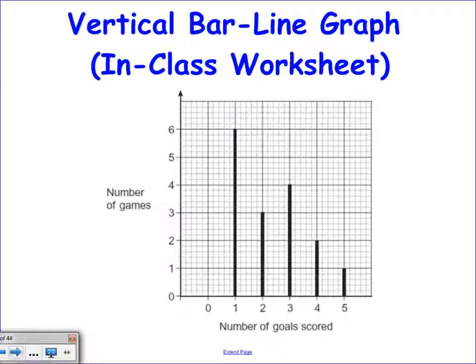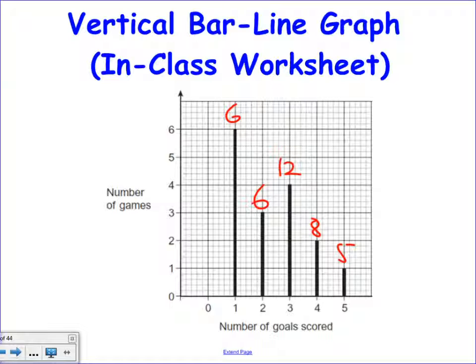Okay, let's look at the answers to these questions. What is the total number of goals scored in the game? What did we get for that? 37? 37, everyone get 37. Okay, it's 1 goal 6 times, which is 6 goals, 2 goals 3 times, which is 6 goals, 3 goals 4 times, which is 12, 4 goals twice, 8, 5 goals once, 5. 6 and 6 is 12, 24, 32, 37. Everyone happy with that?